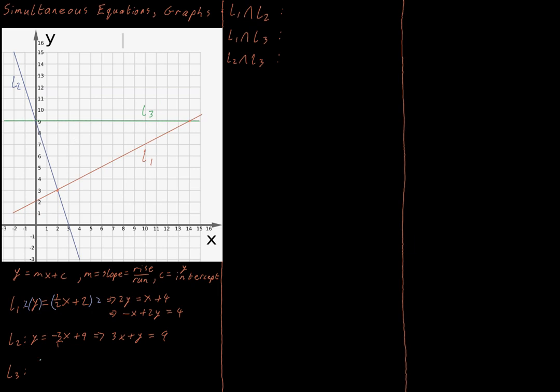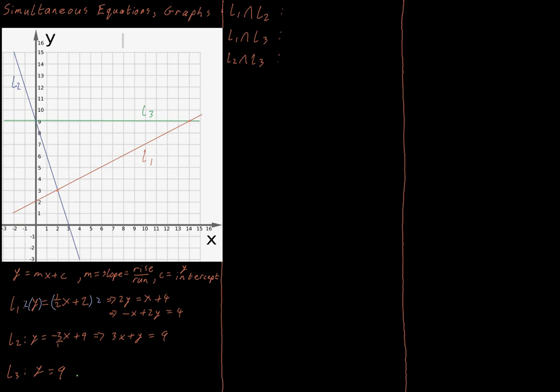Put another way, what would describe all of the points on my green line? Well, what's true of all the points on that line is that y is equal to 9. That's true everywhere. So that's our three equations. These are two equations that we're used to for simultaneous equations. This one seems a little bit funny, but we're going to see what we're going to do with it.